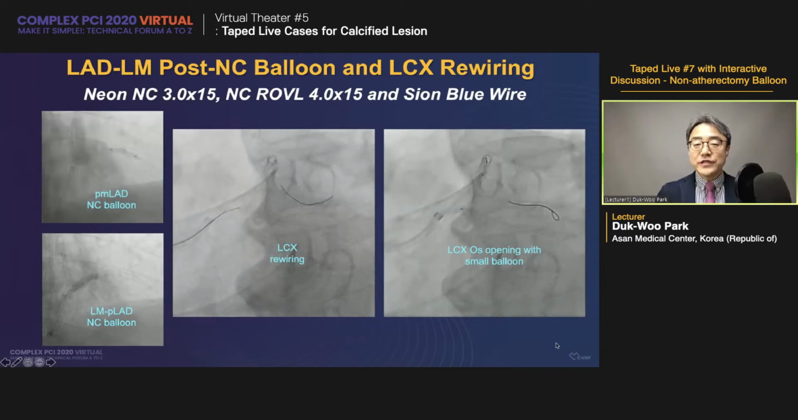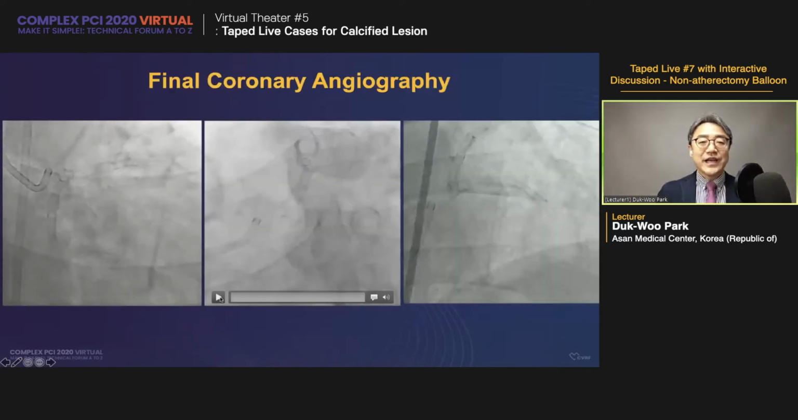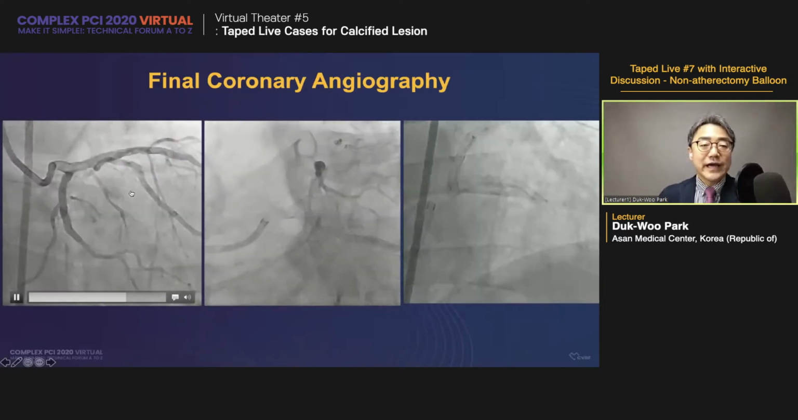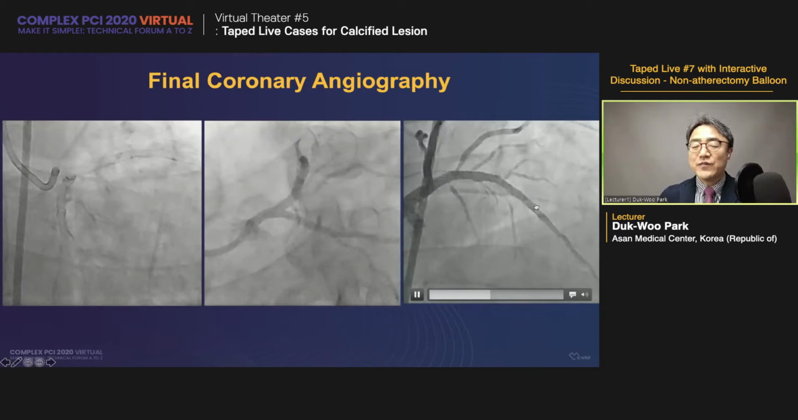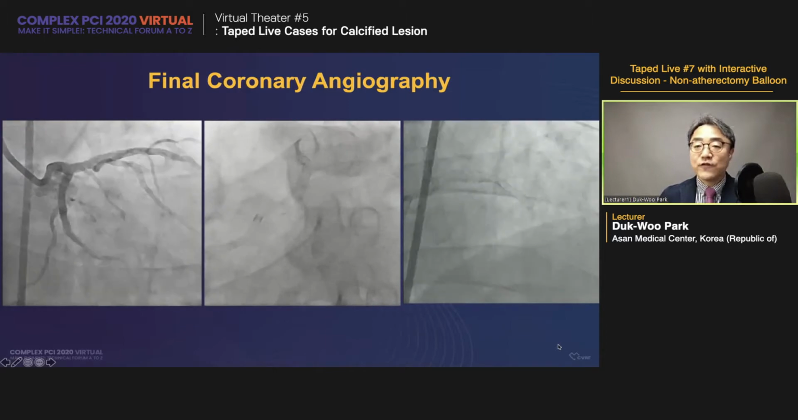Up to here it is very straightforward, and the overall process is good. Then we finally did LCX ostium NC balloon 3.0, left main 4.0, and then kissing balloon in both branches. Very straightforward until here. Looking at the final coronary angiogram, it looks good, the angle is good, most of the side branches are good, and this is the epicranial view, most of the side branches are good, and the angiography result looks fine.